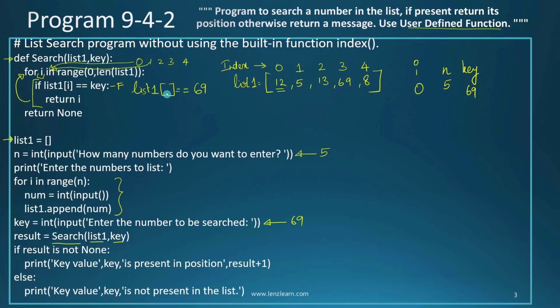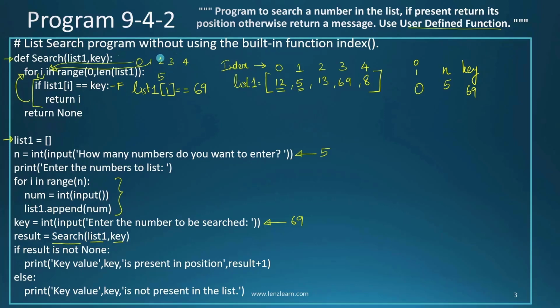Then I will check whether list 1 of 1 is equal to 69. So right now 5 is available at index value 1. So here I am checking whether 5 equal to 69. Again it is false. I will go back to 4.